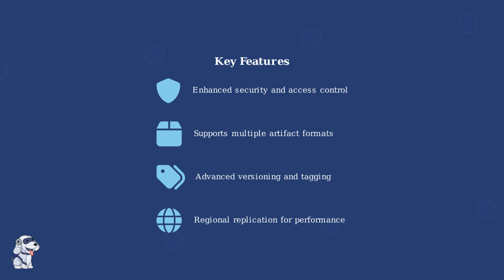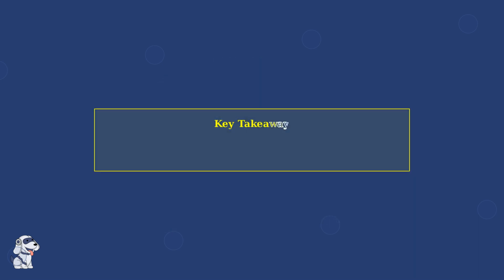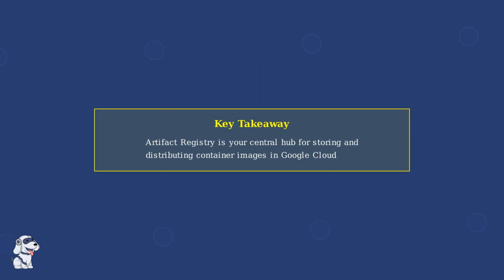It offers enhanced security with fine-grained access control, supports multiple artifact formats beyond just Docker images, includes advanced versioning and tagging capabilities, and provides regional replication for better performance worldwide. The key takeaway is that Artifact Registry serves as your central hub for storing and distributing container images in Google Cloud. It's an essential component in modern cloud-native development workflows, providing the reliability and security needed for production deployments.